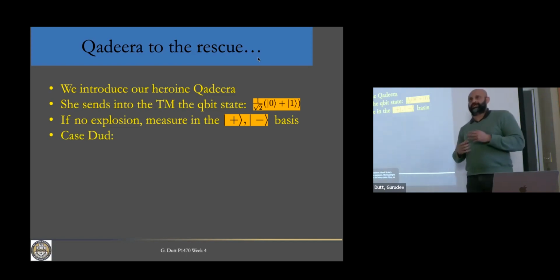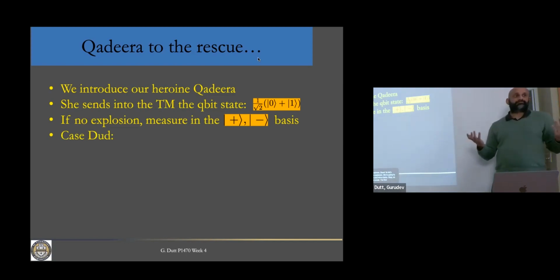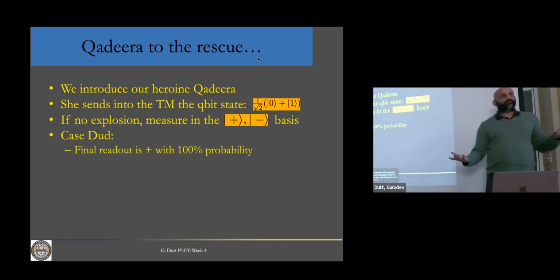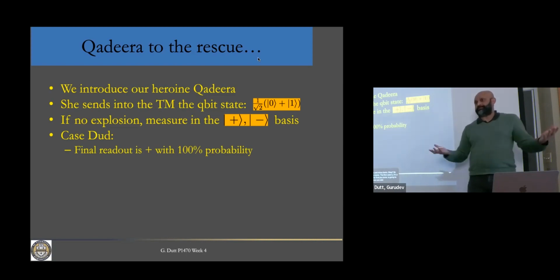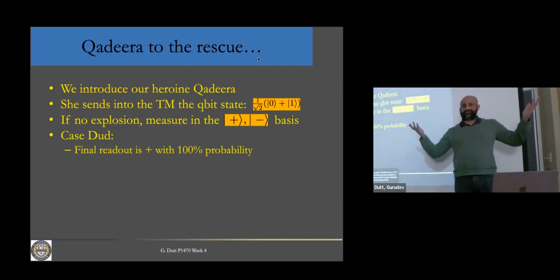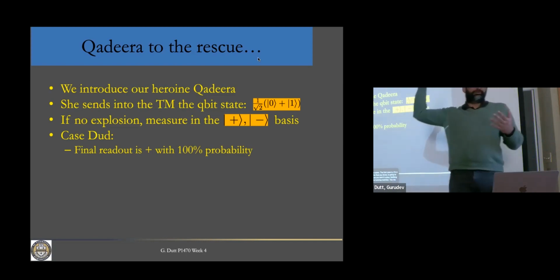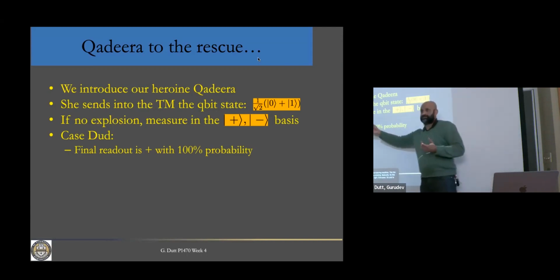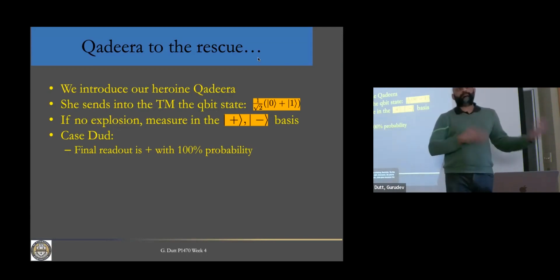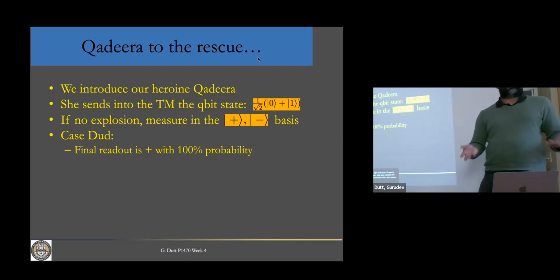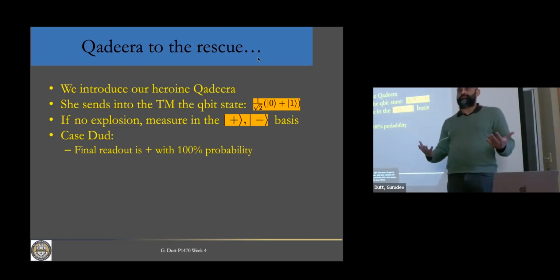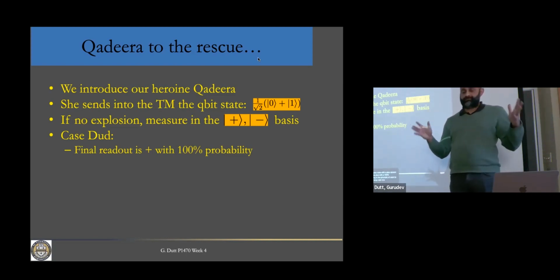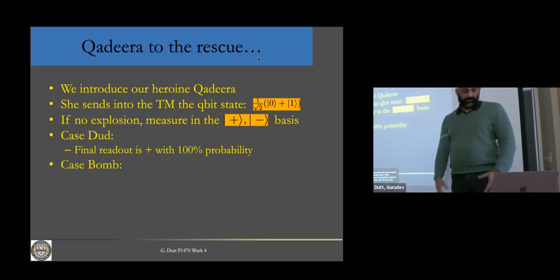Okay, so let's go through the cases. The first case is it's a dud. Well, the final readout is going to be plus, right? Because you sent in a plus, nothing happened inside the Turing machine. The Turing machine was missing, basically. So the state just went through. Everyone okay with that? So you're going to get back, again, state plus, because the measurement of a plus state with a plus basis is always going to be plus with 100% probability according to the principle of quantum measurement. Everyone okay with this? Yes? Okay. Stop me if you're not.